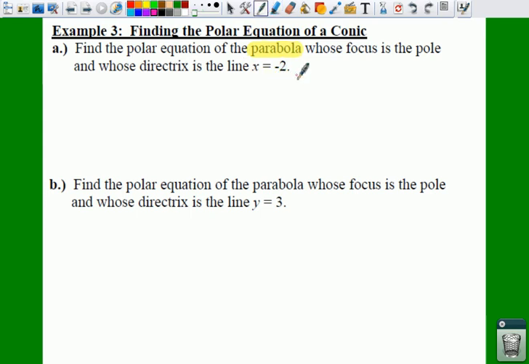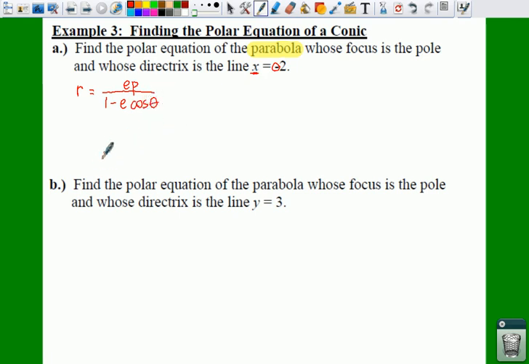Like we just said, if you have x equals negative 2, your equation is going to be r equals e times p, all over 1. Now is this going to be a minus or plus? Well, if you look at your negative here, that means you're going to have a minus e, and since you have an x, that means you will have cosine of theta, not sine of theta.